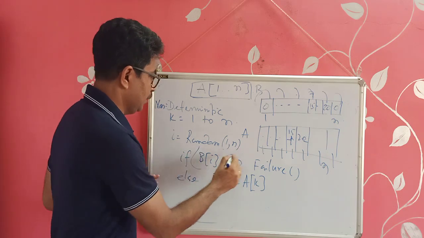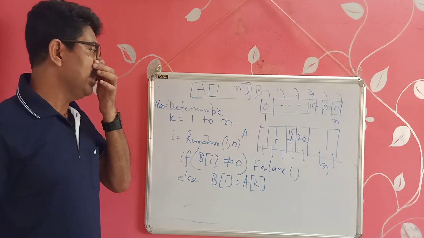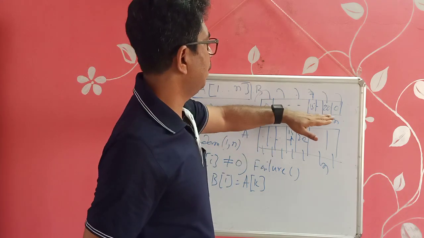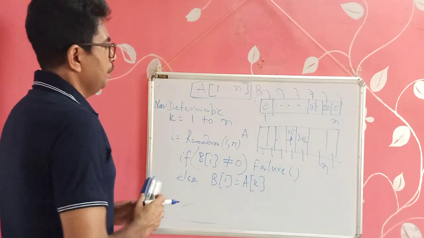If this is false for all these values, k equals 1 to n, then we will get the elements of A placed in B in this way. Then what can we do?